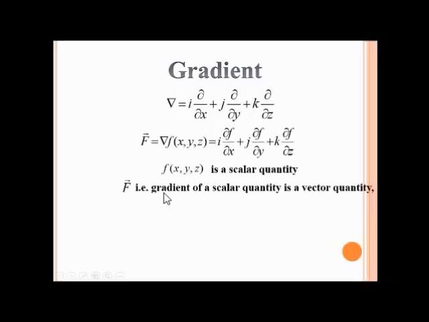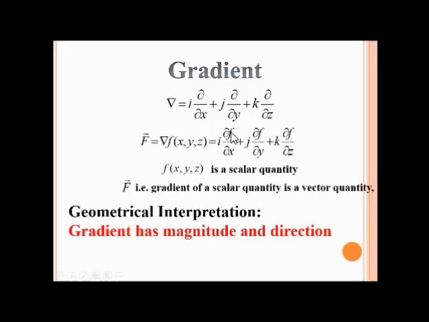Got it? That is, the gradient of a scalar quantity gives a vector quantity. Now if you want to make a scalar into a vector, then just take the gradient. Now what is the geometrical interpretation of this gradient? Since it can make a scalar quantity into a vector quantity, finally we get that gradient is a vector quantity and it has magnitude and direction.